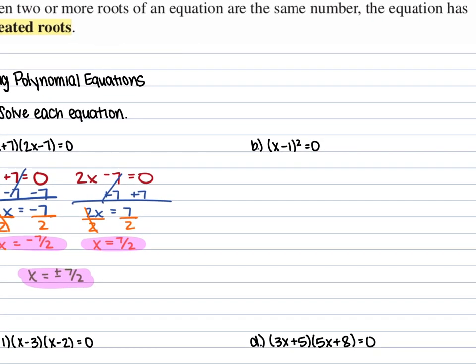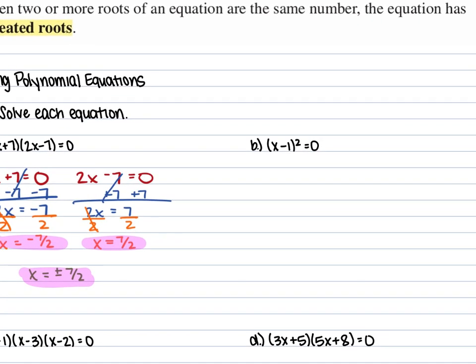With example B, we have x minus 1 squared is equal to 0. So you could do this one two ways as well. You can either do x minus 1 squared is equal to 0 and start by taking the square root of each side, or you can separate it to be x minus 1 times x minus 1 is equal to 0. Again, totally up to you. I'm going to do this both ways so that way you see each of them being done.